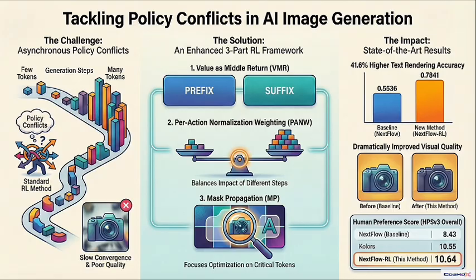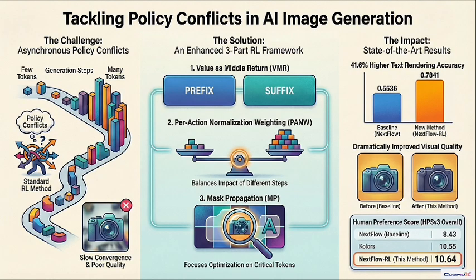Okay, so let's start at the beginning. How do you stabilize those first, most chaotic decisions? That's their first big idea. They call it VMR, or value as middle return. They basically split the whole generation process in 2. There's an early prefix stage, like building the scaffolding, and a later suffix stage for filling in the details. And they add a reward in the middle. They do. By providing this dense, low-variance feedback for just getting the initial structure right, they stabilize the entire learning process right from the start.